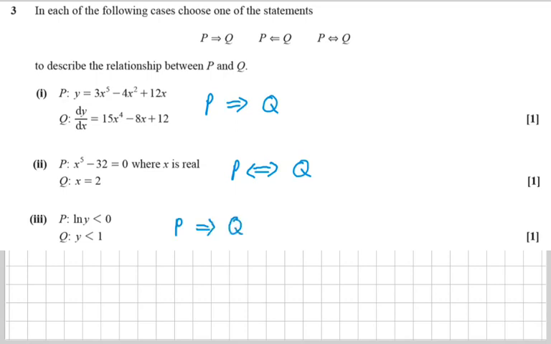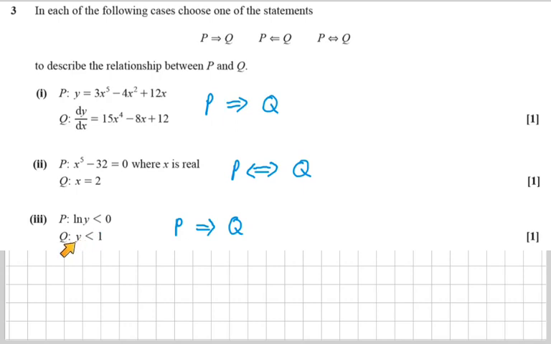So we seem to have just deduced that P implies Q. Does it work the other way round? Well, let's say y is a half, because a half satisfies this. Is it true that log of a half is negative? Yes, it is true. Check it on your calculator. But what other numbers could we try here?